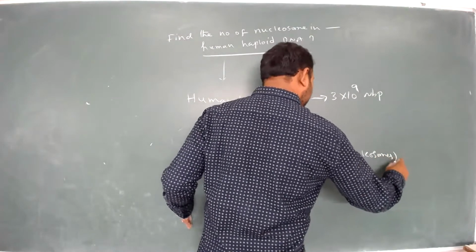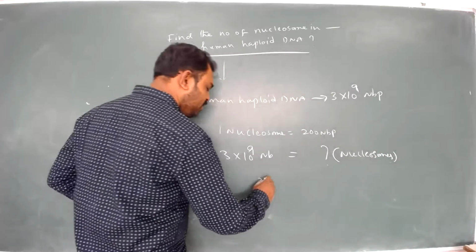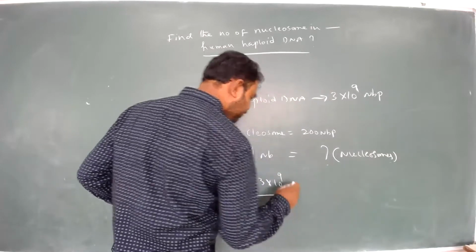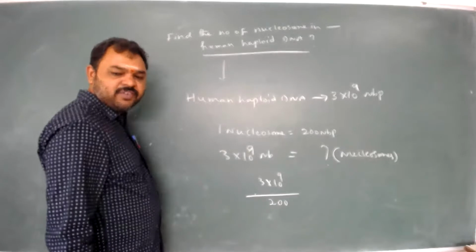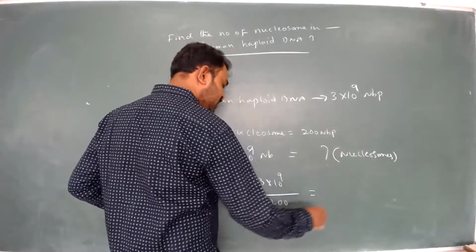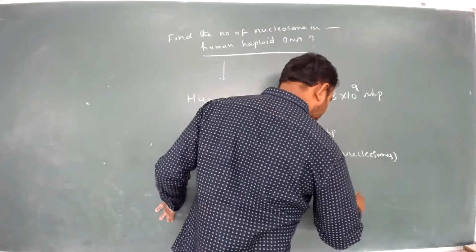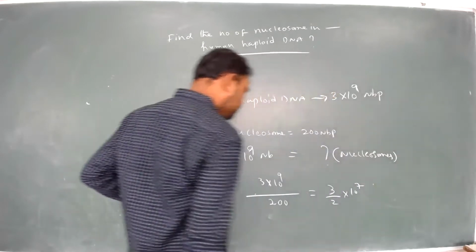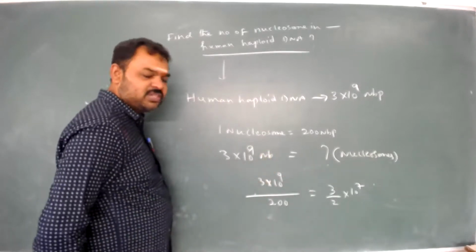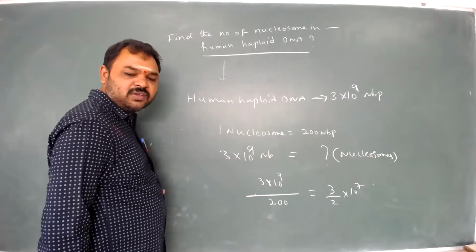How can you find this? 3 into 10 power 9 divided by 200. You can write it like this: 3 by 2 into 10 power 7. Can you write it like this? The two zeros cancel, and it becomes 10 power 7. But what is 3 by 2?